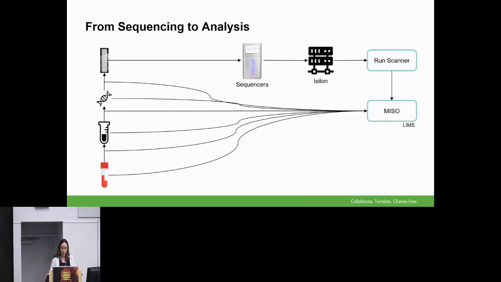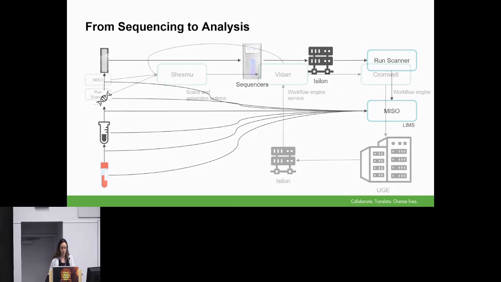So the first half here, we receive the samples on the bottom left, and they're worked on in the lab to extract DNA or RNA. And all the sample information is tracked in MISO, which is our LIMS system. The libraries then go into a flow cell, which is loaded into a sequencer, and the sequencers write directly into our storage platform, Isilon. And a separate system scans Isilon for new sequence data and updates the LIMS system. And we're going to follow the part here on the right on the next diagram.